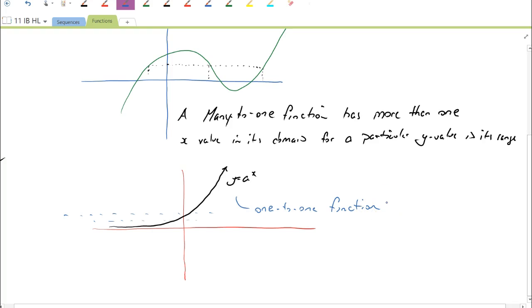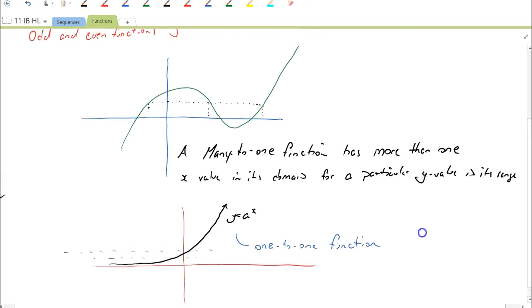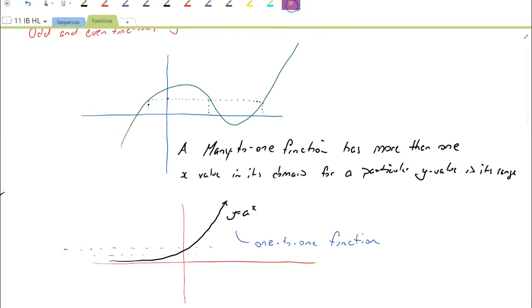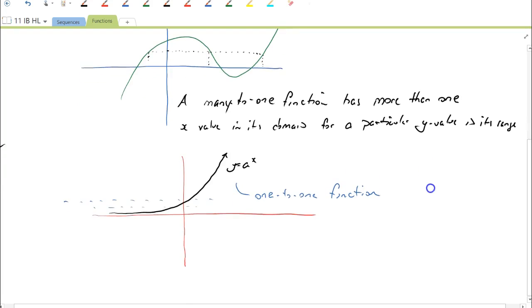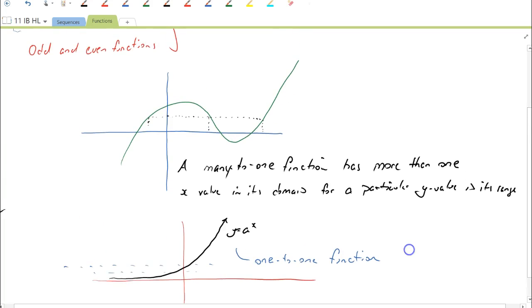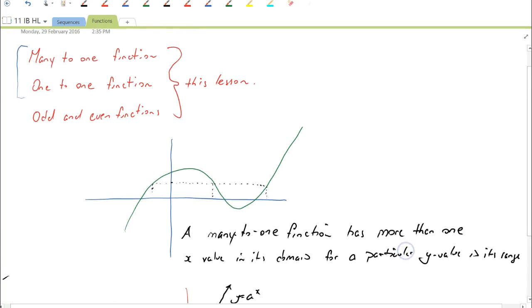Now you might be asking, why are we talking about this? What's the point? That's a very good question. I would hold off on answering that in any great detail at the moment. What we're going to look at in a couple of lessons' time are inverse functions. When we find the inverse of a function, if it's many to one, it won't be a function once it's been inversed. So the horizontal line test actually becomes the vertical line test.